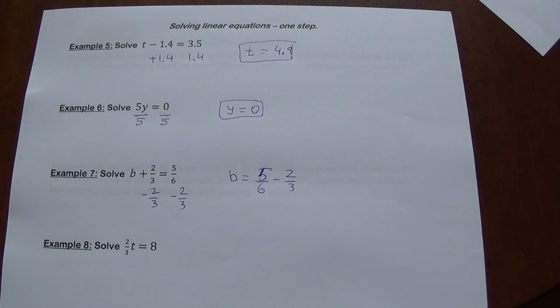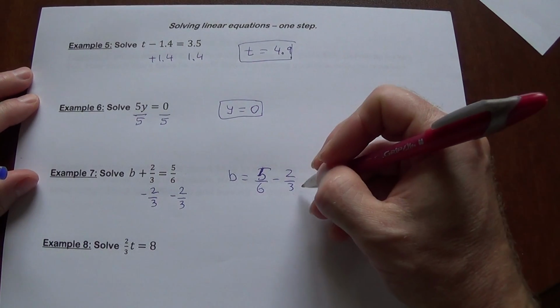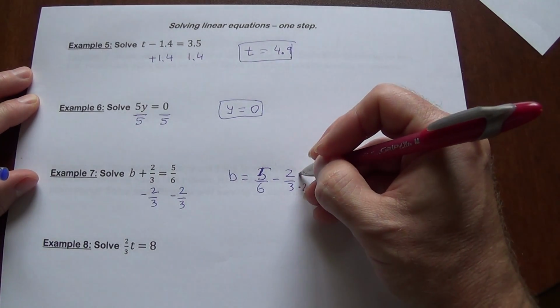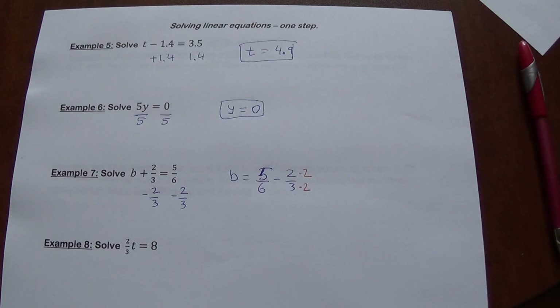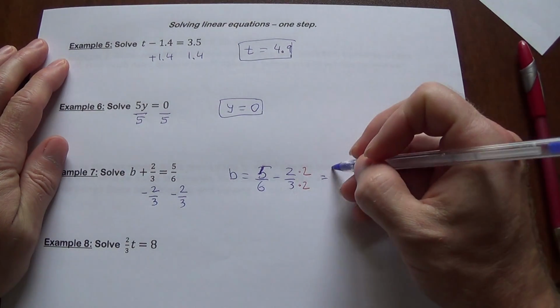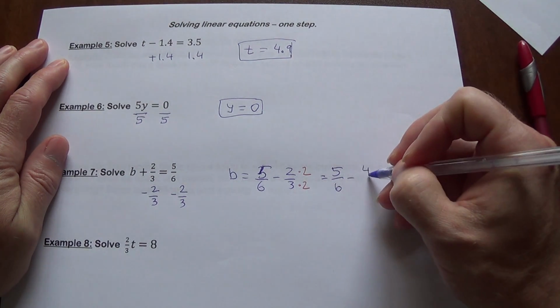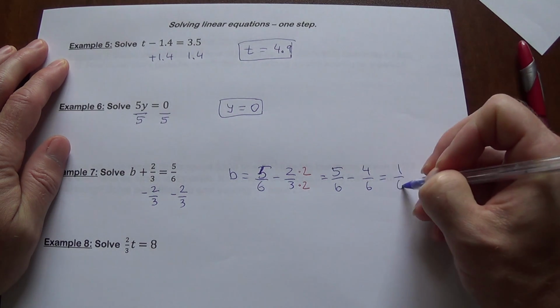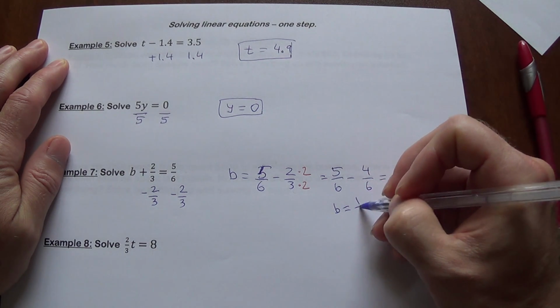So our common denominator here will be 6. So we are going to multiply this top and the bottom by 2. And that's going to give us 5/6 minus 4/6. And that's going to give us 1/6. So b is 1/6.